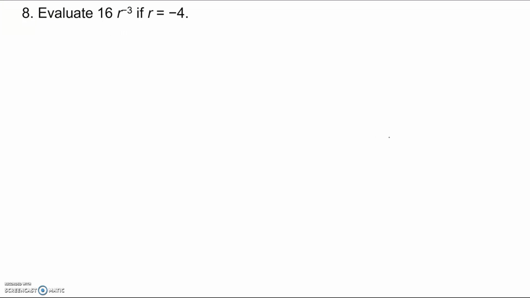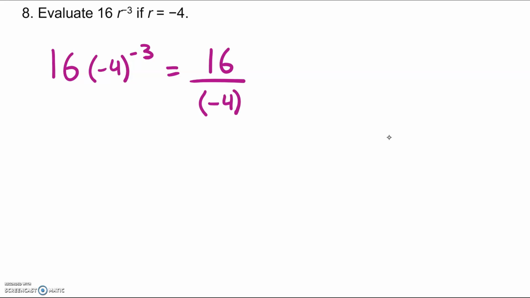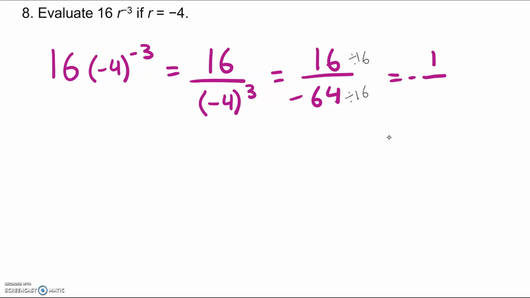All right, go ahead and pause your video and try this one. So we've got 16 r to the negative 3. 16 stays on top, and we get negative 4 to the third power. Then we can calculate that out. So we're going to get 16 over negative 64. Those are both divisible by 16, so we can divide them both by 16 and jump right to our simplified answer of negative 1 over 4.